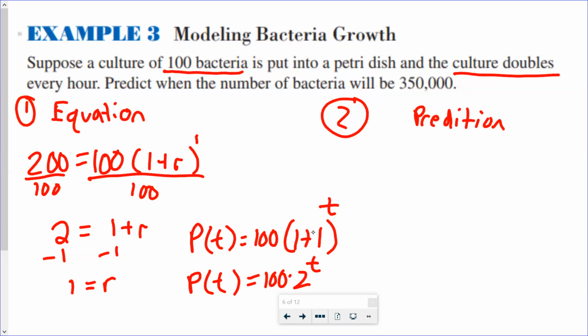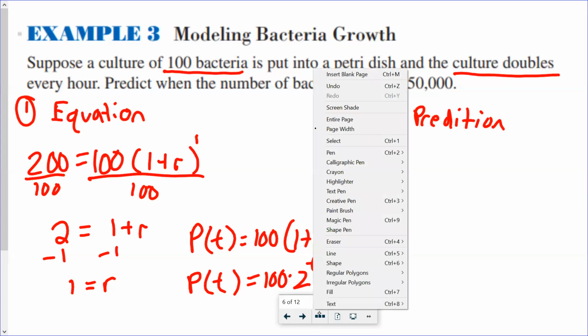All right, let me pause there. Do you guys have any questions on how I was able to come up with this equation to model what's going on? I'll take that as a no.